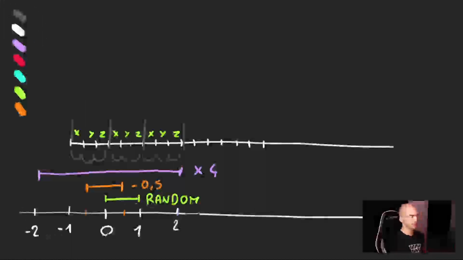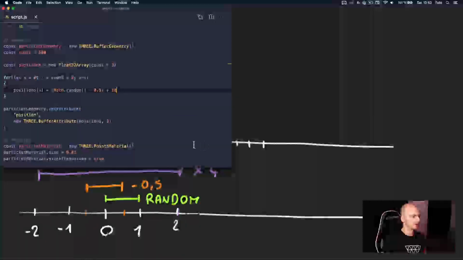All right. We start with a random value that goes from 0 to 1. We do minus 0.5, so it goes from minus 0.5 to positive 0.5. And we multiply it by 4, so it goes from minus 2 to positive 2. Okay, let's get back to our code.